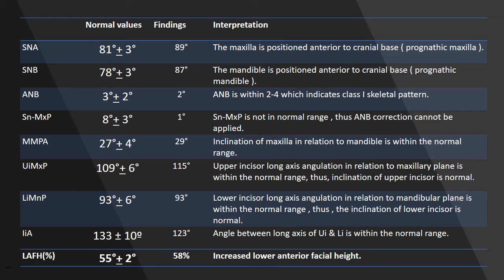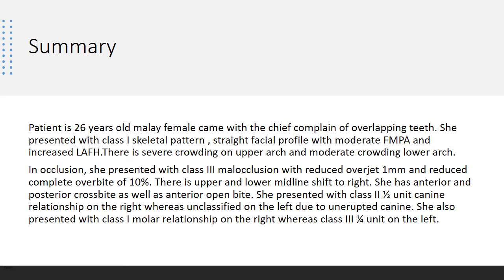The LIMNP, the lower incisor angulation in relation to the mandibular plane, is 93, which is also in the normal range, so the inclination of the lower incisor is normal. The interincisor angle is 123, which shows the angle between the long axis of the upper incisor and lower incisor is within the normal range. The lower anterior facial height of the patient is 58, which means the patient has increased lower anterior facial height.